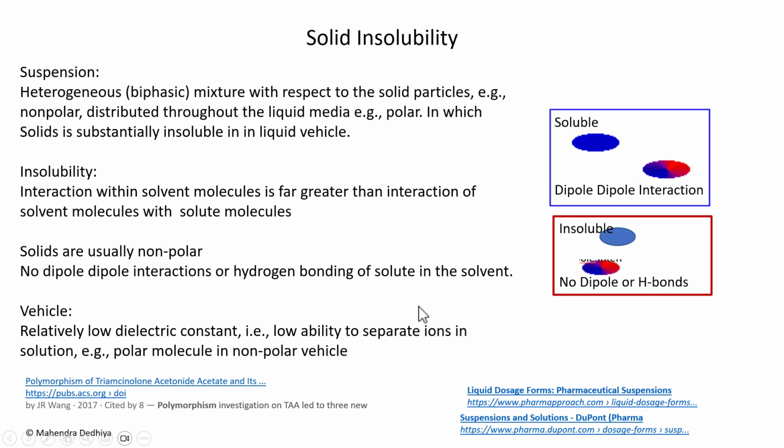In addition to that, the vehicle has a low dielectric constant. It has low ability to separate ions into solution. That is, a polar molecule in a non-polar vehicle.